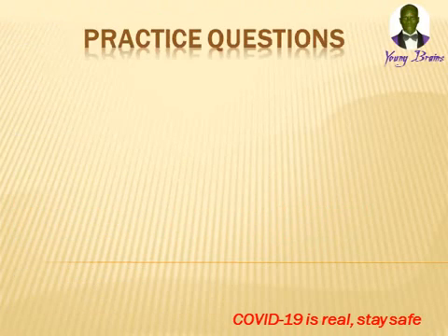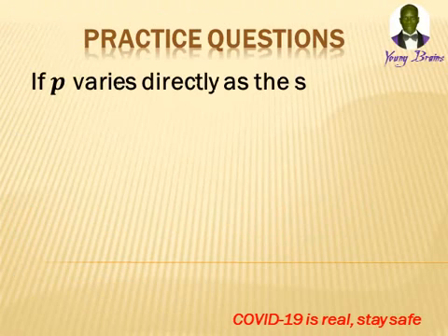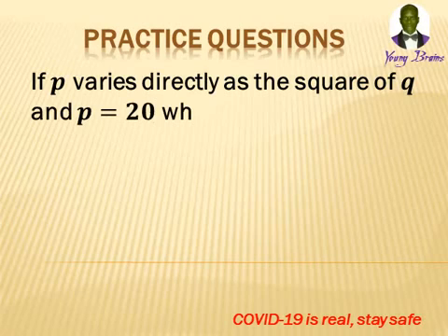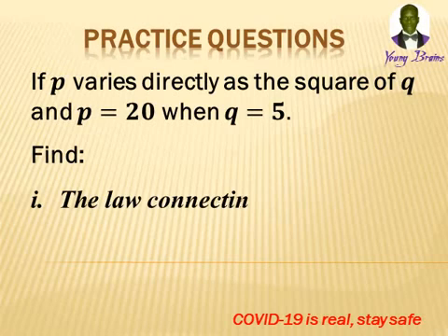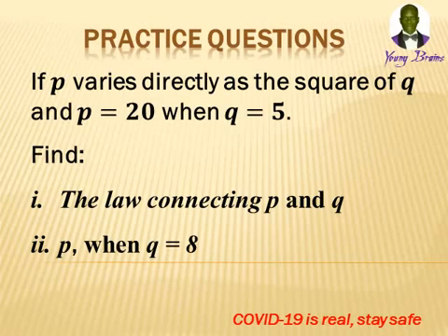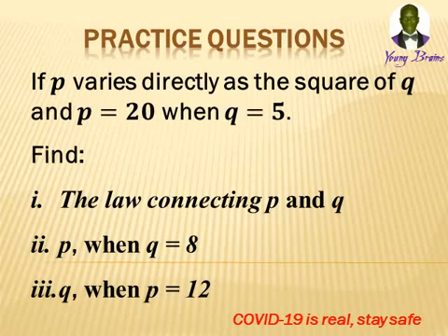Before the end of today's lesson, let's consider this practice question. If p varies directly as the square of q and p equals 20 when q is 5, find 1. The law connecting p and q. 2. Find p when q equals 8. And 3. Find q when p equals 12.